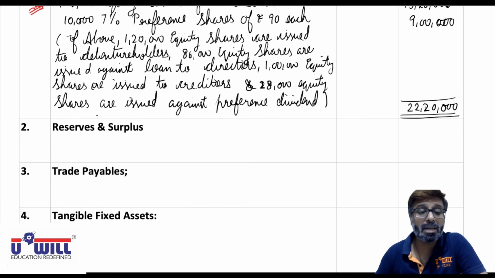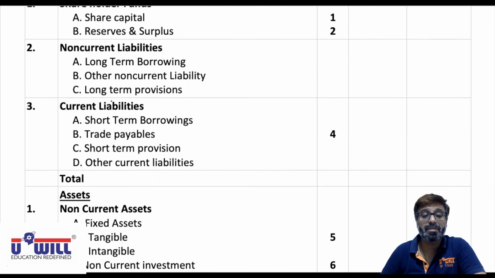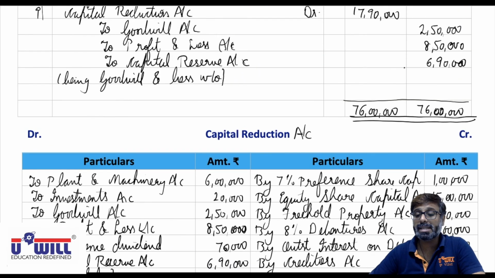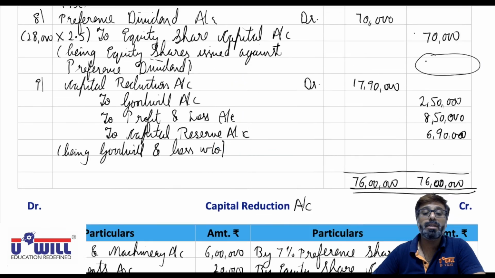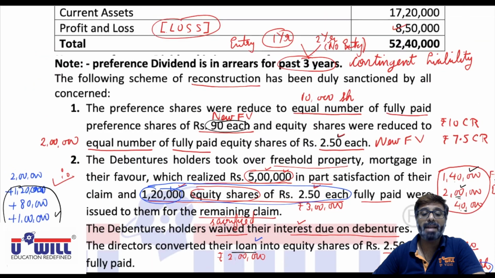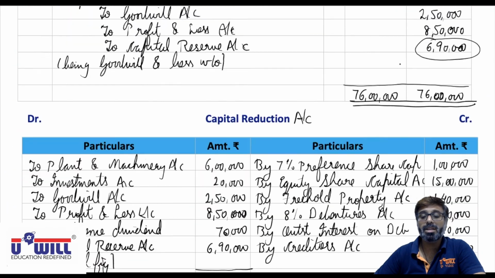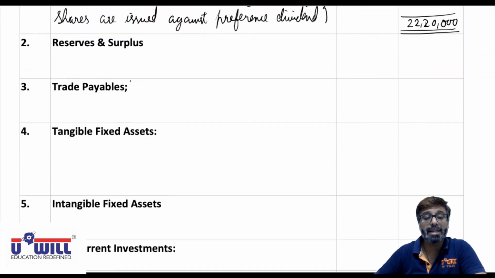Now reserves and surplus: we have only capital reserve, the last entry, 6,90,000 of capital reserve. There was a loss in the balance sheet, and no other reserve was there. So capital reserve 6,90,000.